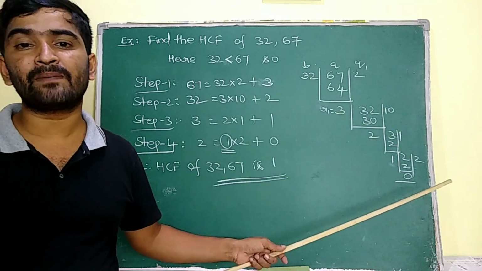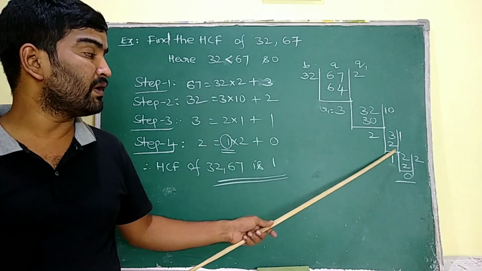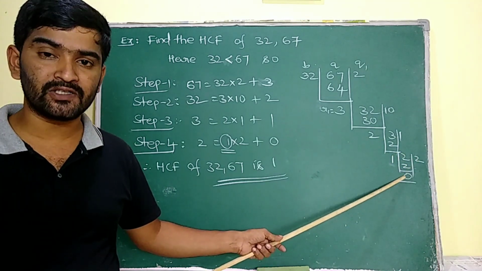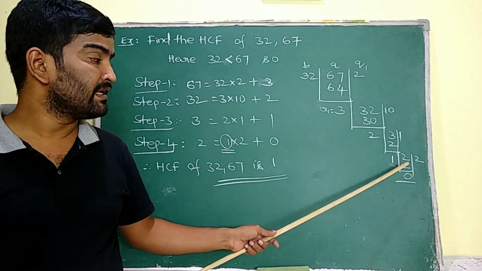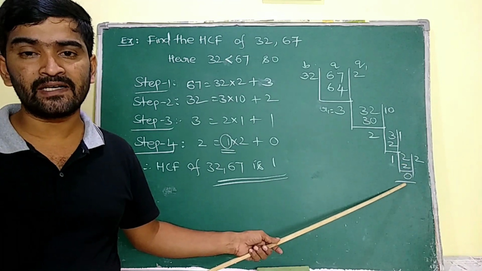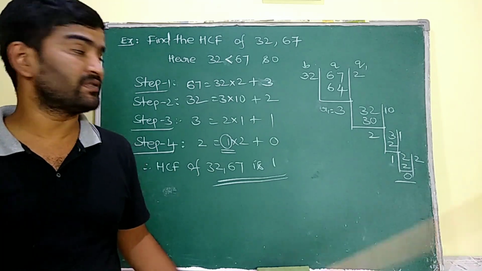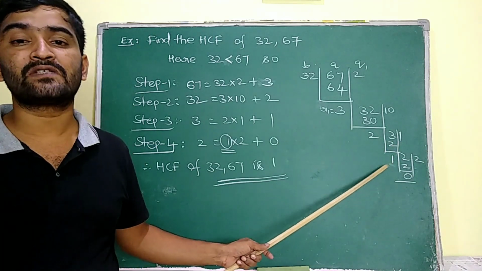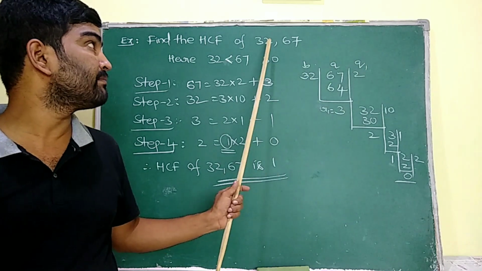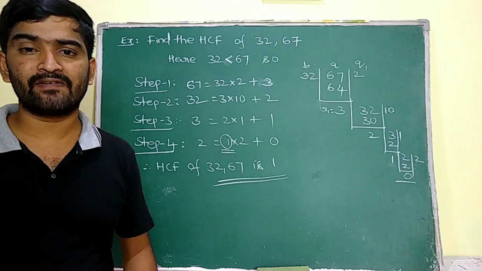So again I am going to apply the division lemma. 1 2s are 2, so here the remainder is 0. So in this division the remainder becomes 0. Then the divisor of this particular division is known as the HCF of the given numbers. Here the divisor is 1. So this 1 is known as the HCF of the given numbers 32 and 67.